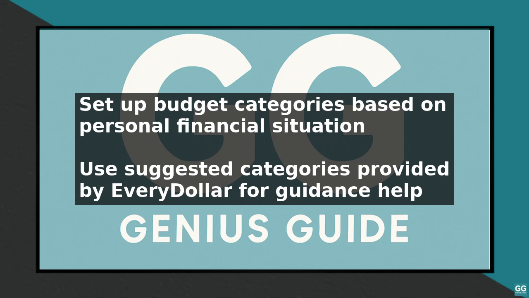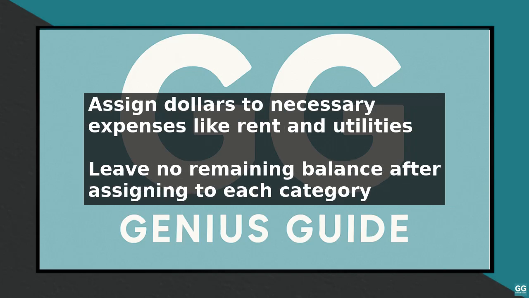Now, it is time to assign dollars to each category. Start with your necessary expenses, such as rent or mortgage, utilities, and groceries. Assign the exact amount you need for each category, leaving no remaining balance. This is the core principle of zero-based budgeting, where every dollar is assigned to a specific purpose.